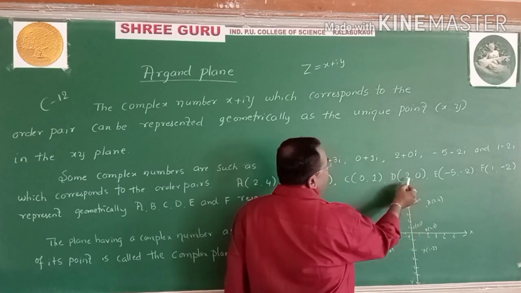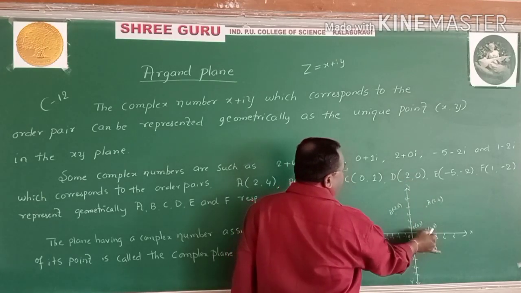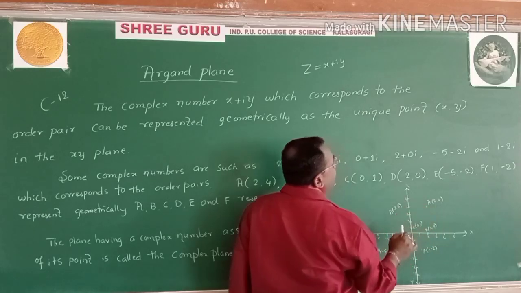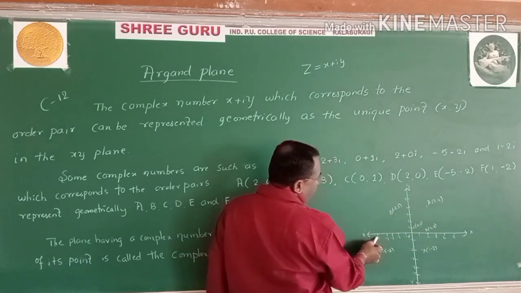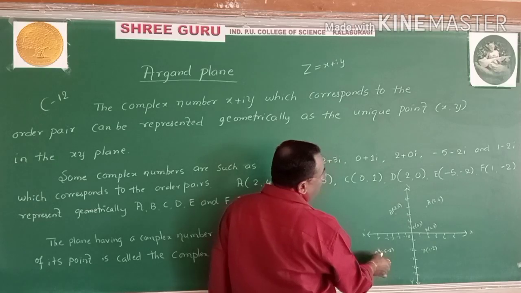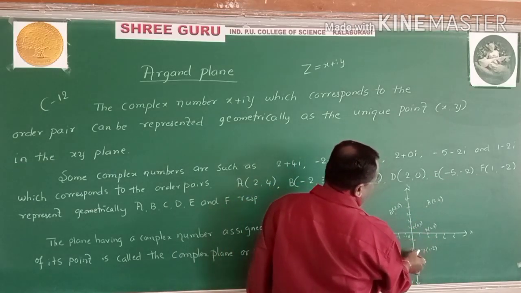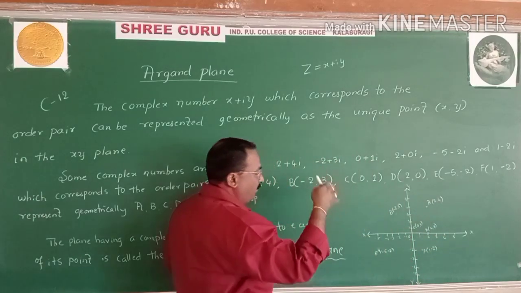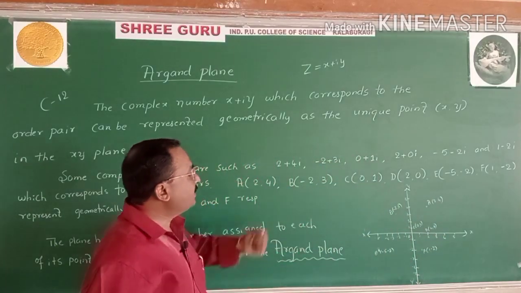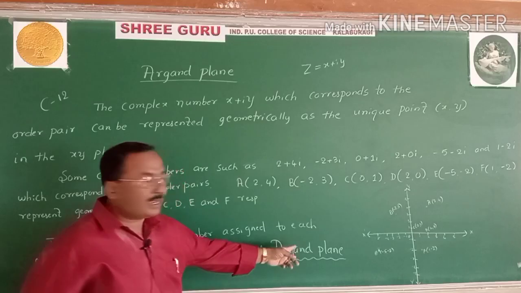D is 2 comma 0, x is 2, y is 0. E is what? Minus 5, minus 2. Here x is minus 5, y value is minus 2. Plot the point. F is what? X is 1, y is minus 2. Plot the point. Plotting the points and representing them in the plane is called the Argand plane.